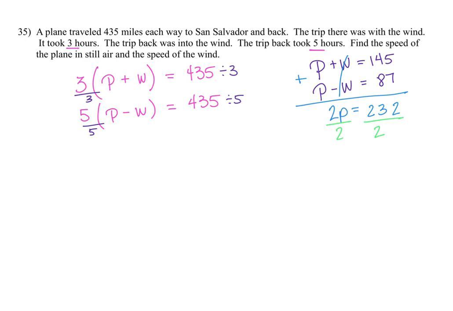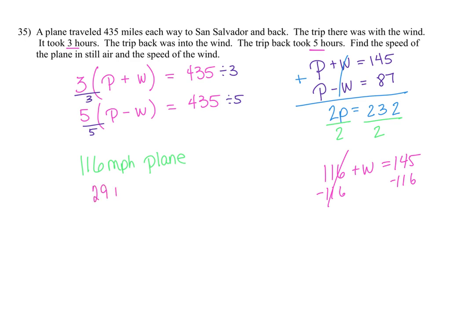232 divided by 2 is 116. What did that tell me? What does 116 stand for? Yeah, the miles per hour, the speed of the plane. Once I know the speed of the plane, I can go back and plug that in. 116 plus the wind should equal 145. Just subtract that 116 over. And you should get that your wind was 29 miles per hour.